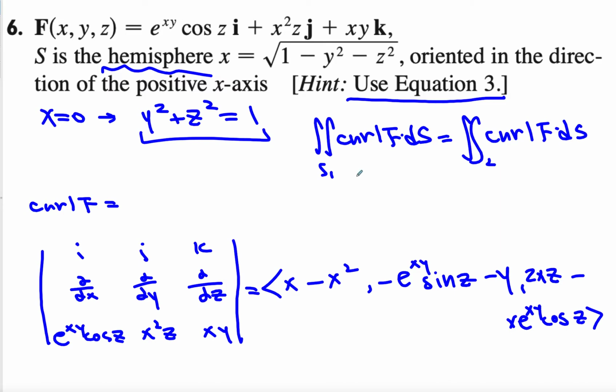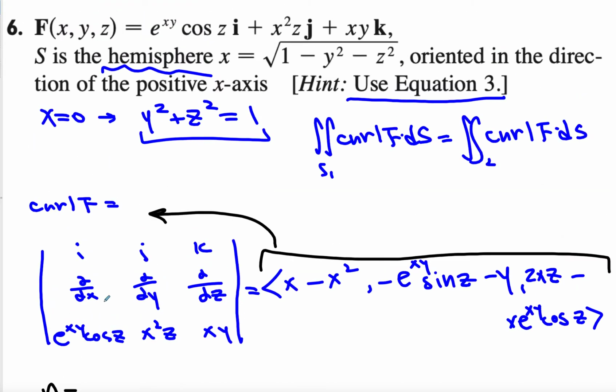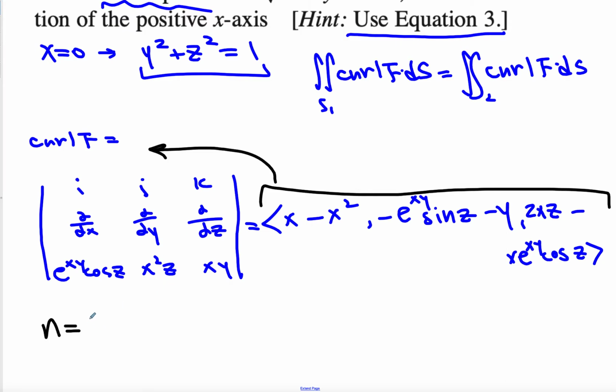But in this case, what is our normal vector? Because what we need to do is figure out the normal vector here. So this is curl. We just figured this one out. Curl has to dot with the normal of the surface. So what is the normal vector? We are assuming the circular disk on the yz plane. So that means that's equal to simply i.